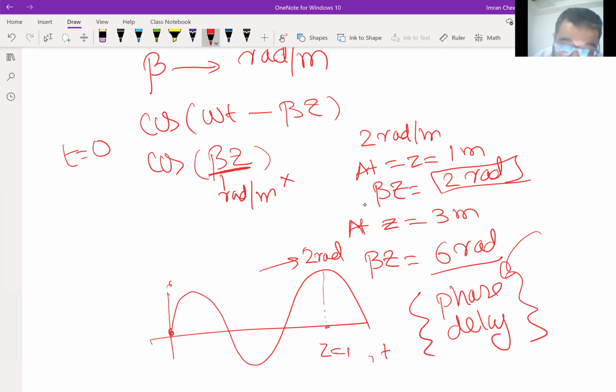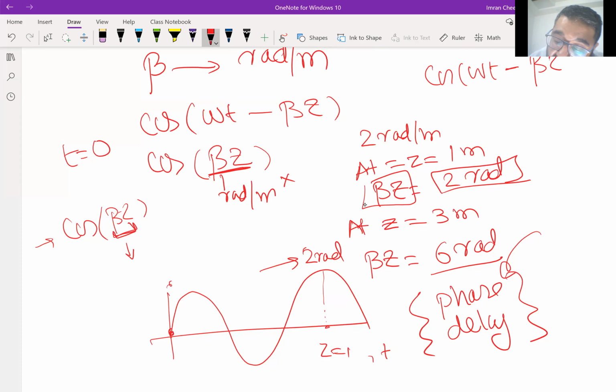So when you multiply these two, beta z, it means that at z is equal to 1 meter, what will it be? Cos beta z. Whatever voltage comes there, it will be cos beta z when I evaluate it. But the important thing is that this guy accumulated a phase of 2 radians after traveling a distance of 1 meter. Or if I write it completely, cos omega t minus beta z, this guy has accumulated in space 2 radians at a distance of 1 meter.